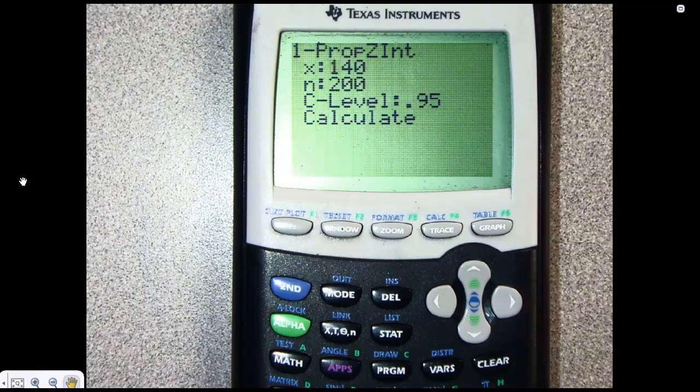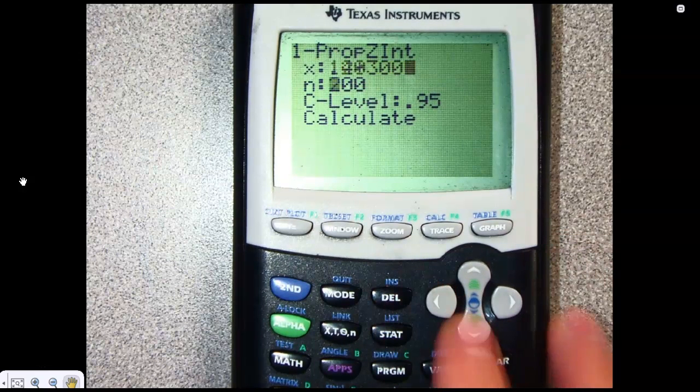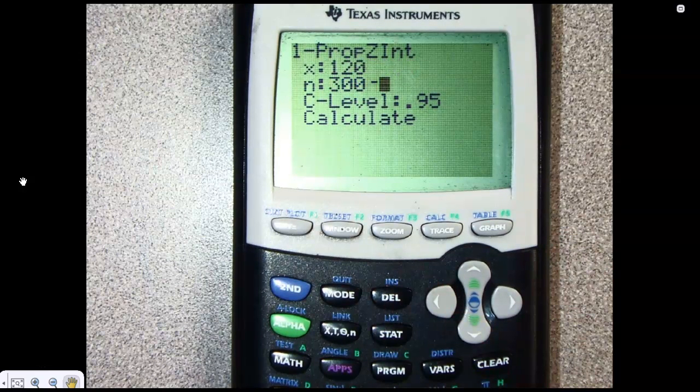Well, then wait a second. What? So 0.4 times 300. 300. What is this one? That's yesterday's. The one you gave me today was today's.